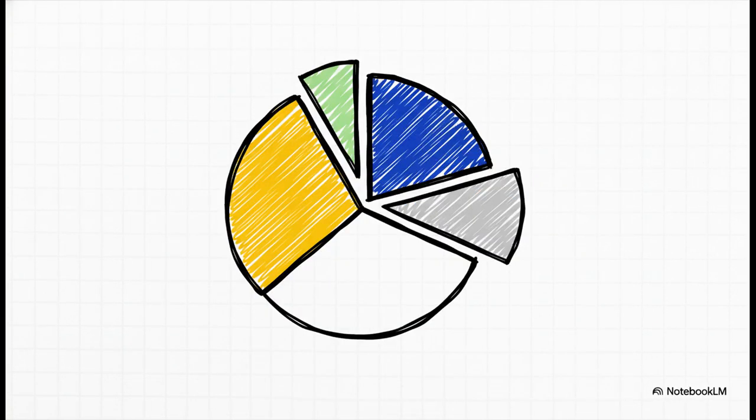And of course, the pie chart. It's perfect for showing parts of a whole. Things like market share or budget breakdowns. It gives you an immediate sense of proportion. But a quick word of caution here, they work best with just a few slices. Any more than that, and they can get really confusing really fast.